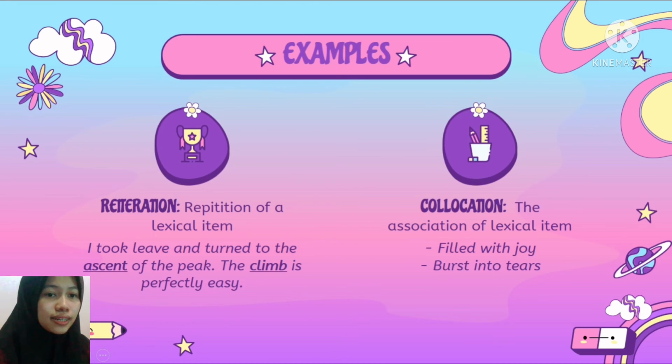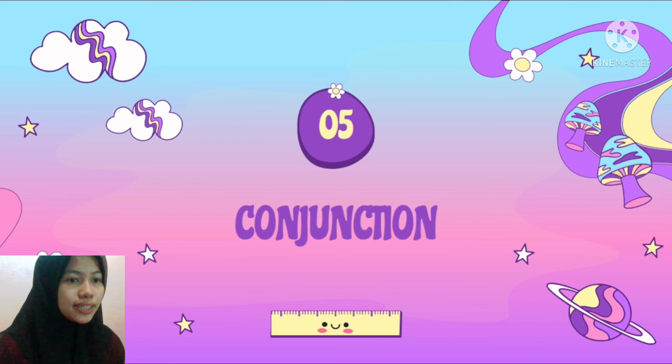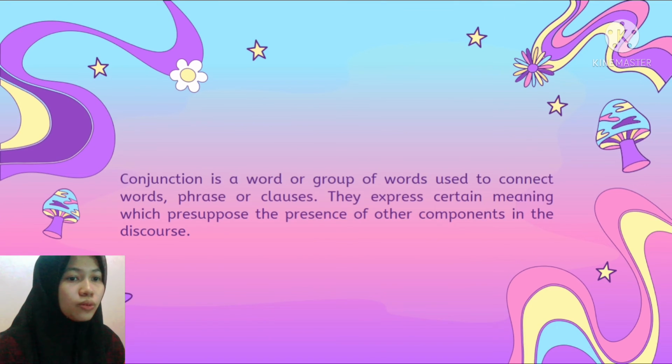Next, collocation, the association of lexical items. For example: filled with joy. Another example: burst into tears. The next, conjunction. Conjunction is a word or group of words used to connect words, phrases, or clauses. They express certain meaning which presupposes the presence of other components in the discourse.